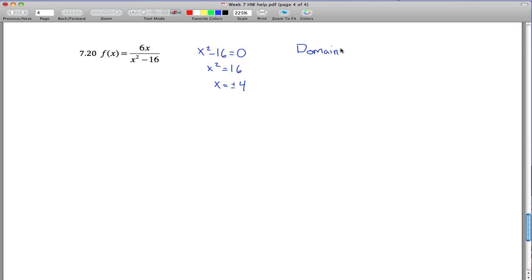Domain. This function is not defined when x equals 4 or negative 4, right? Because you can't divide by 0. So our domain is only from negative infinity up to negative 4, and then negative 4 to 4, and then 4 to infinity.